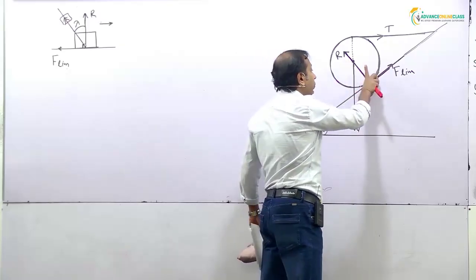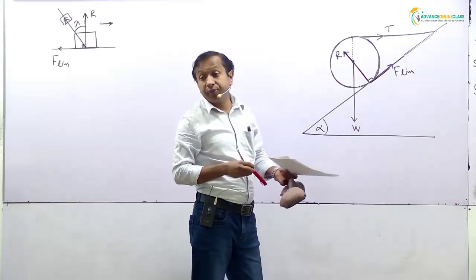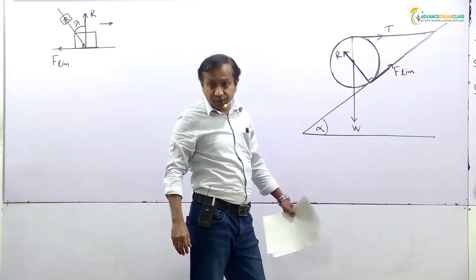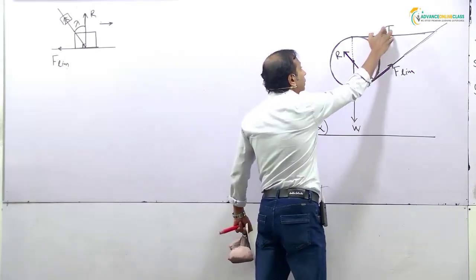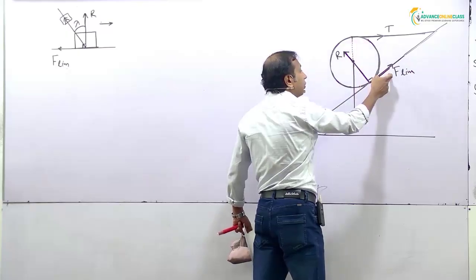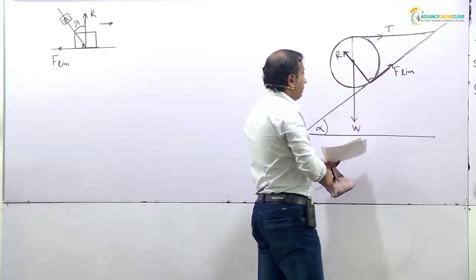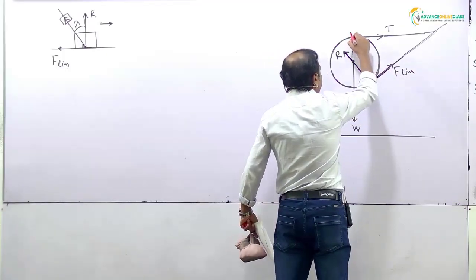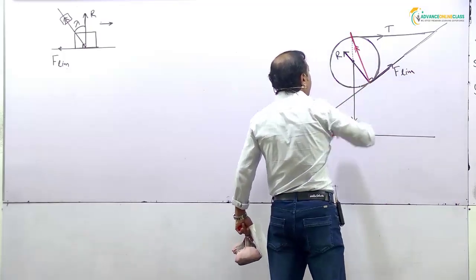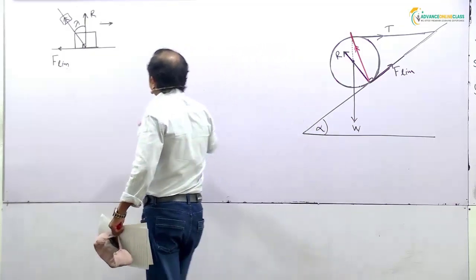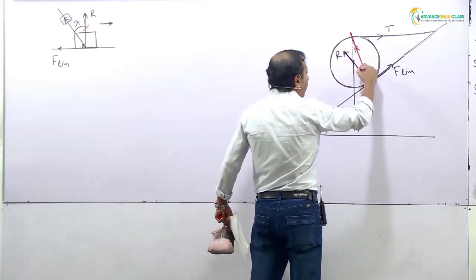The resultant of these two is one force, and then W and T. When any object is in equilibrium under the action of three forces, they must meet at a point. Then W and T already meet here, so the resultant of these two should also pass through that point. Understand? Okay. According to our definition, this is lambda, this is the angle of friction.